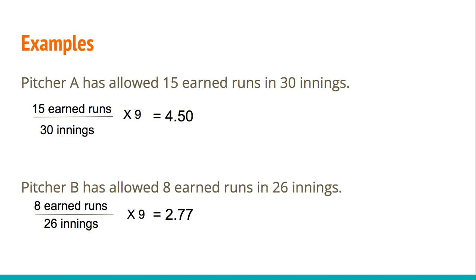What this tells us, at least for this sample size and these statistics, is that pitcher B is probably a slightly better pitcher than pitcher A. He only gives up 2.77 runs per game, whereas pitcher A would give up 4.5.